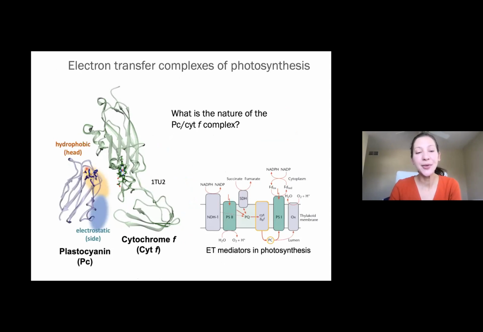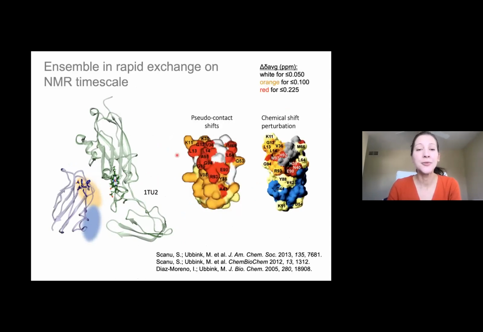In particular, we use as a model system plastocyanin and cytochrome f, which are two members of the photosynthetic apparatus. Why these are of interest is because they're thought to have very dynamic molecular recognition. What I'm showing you here is just a model derived from NMR, not conventional NMR, but a paramagnetic relaxation experiment. So you can map out what parts of plastocyanin at some point get near the paramagnetic heme center. Or you can look at chemical shift perturbations.